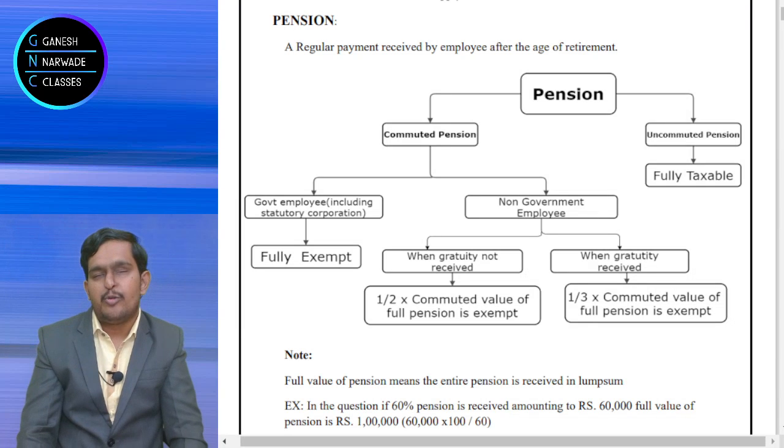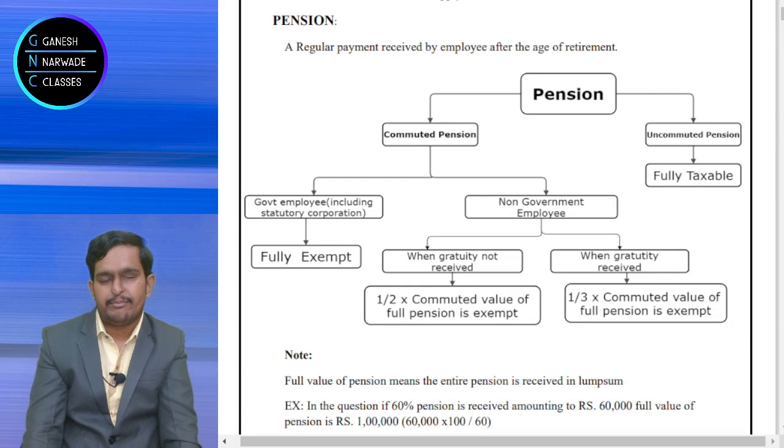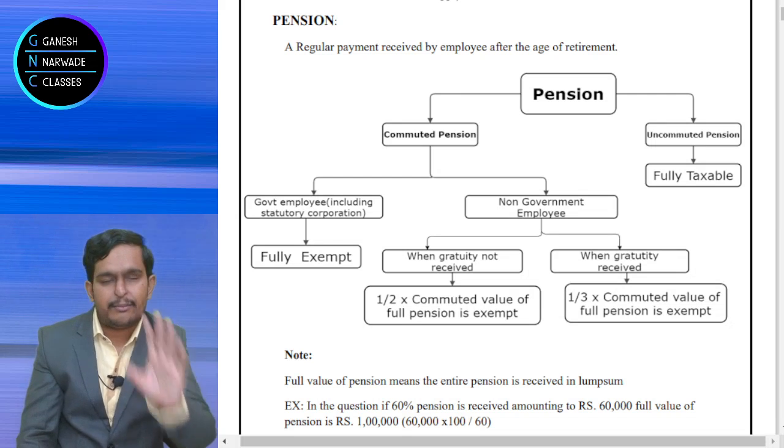But sometimes you may urgently need some lump sum amount. So government or private employers also give you the facility that you can commute it. That means you can receive it in lump sum. So if you receive it in lump sum and you are a government employee, then no problem, fully exempt. So commuted pension received by a government employee is fully exempt.